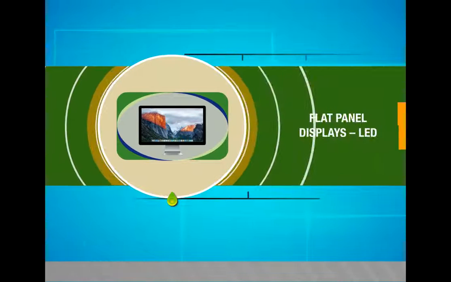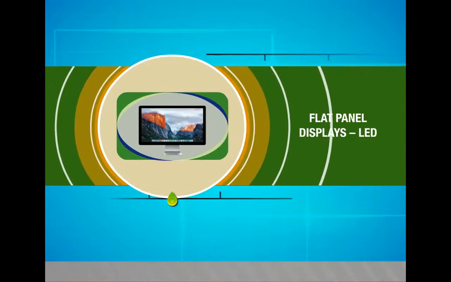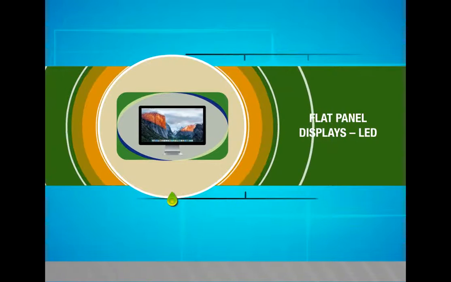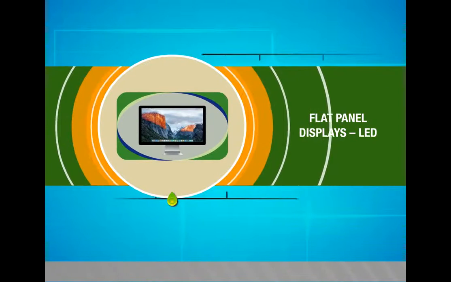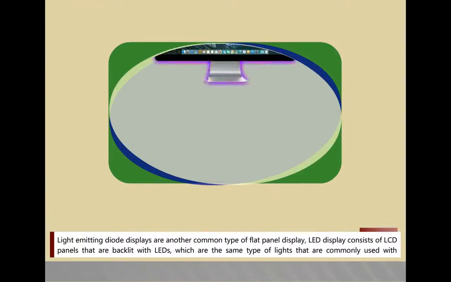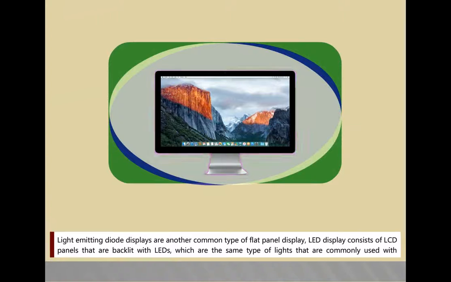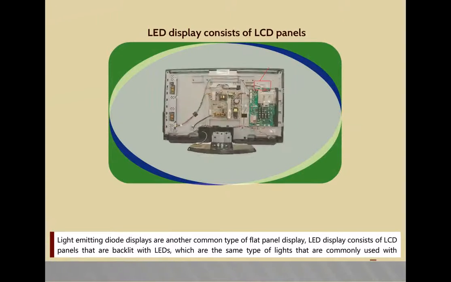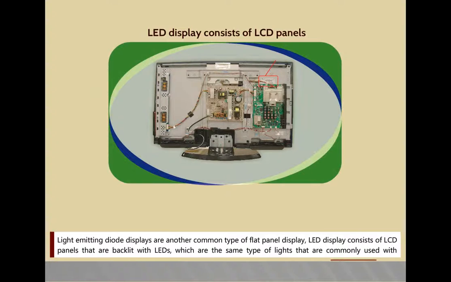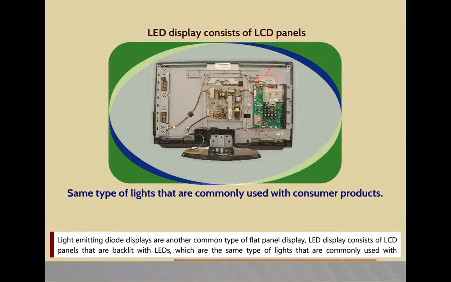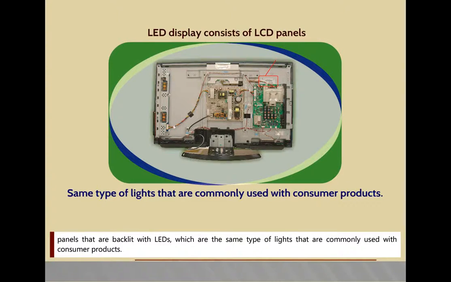Flat panel displays, LED. In this video, we are going to see about flat panel displays, that is LED. Light-emitting diode displays are another common type of flat panel display. LED display consists of LCD panels that are backlit with LEDs, which are the same type of lights that are commonly used with consumer products.